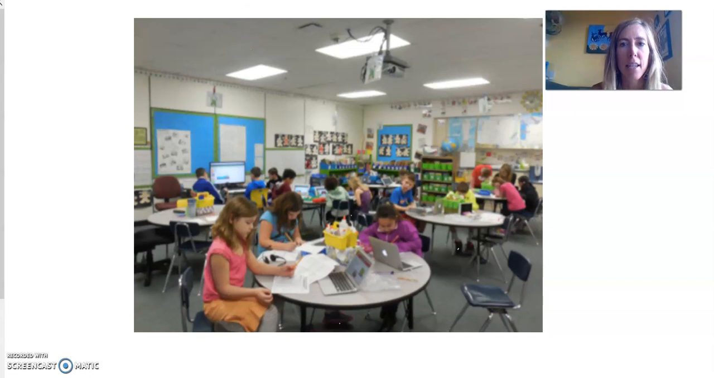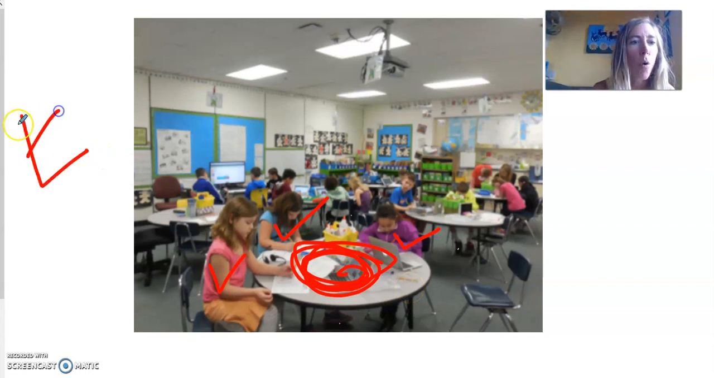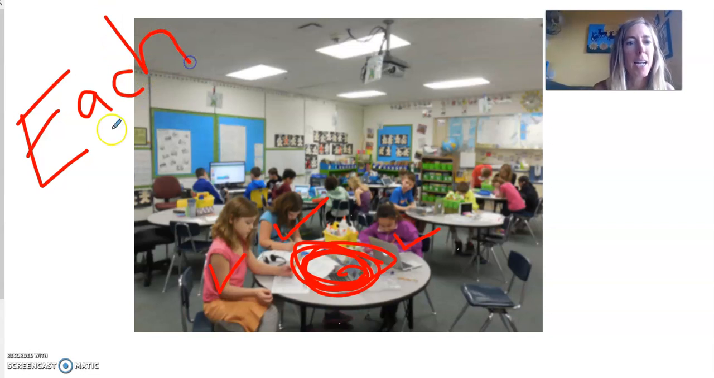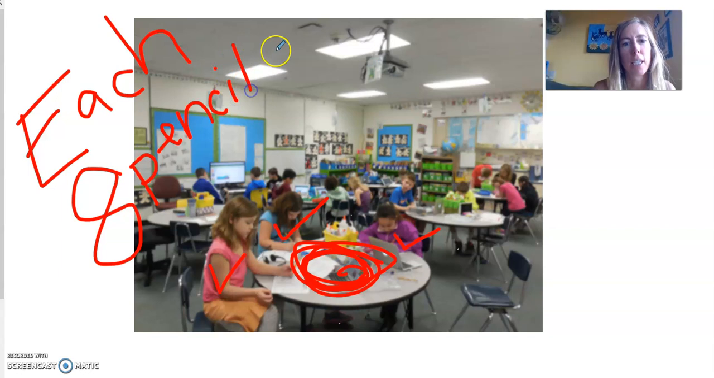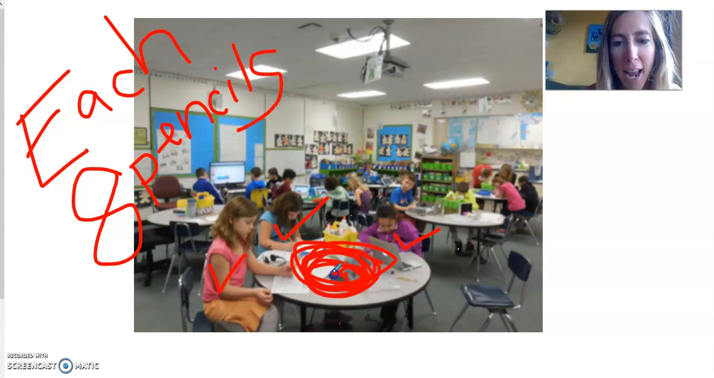So let's say this table here of girls, let's see how many we got. 1, 2, 3 girls at this table. And each one at the beginning of the year brought 8 pencils for the classroom. Wow, so is the classroom only going to have 8 pencils? Well, no, this table brought you more than that because there were 3 girls.